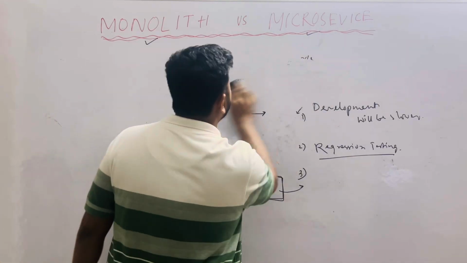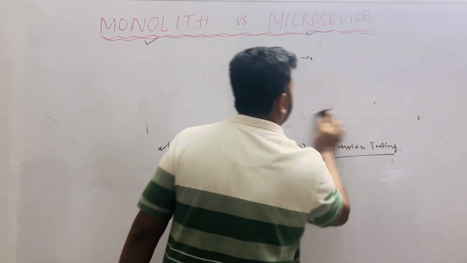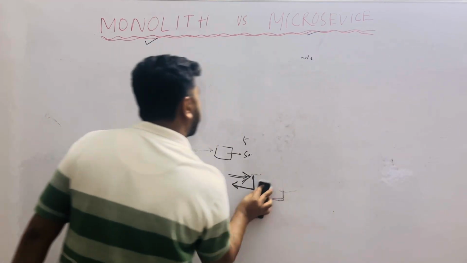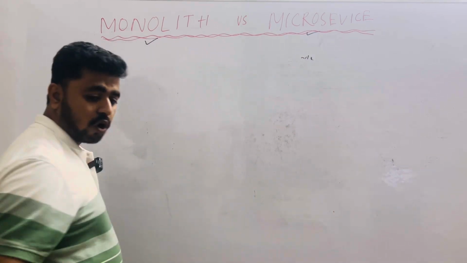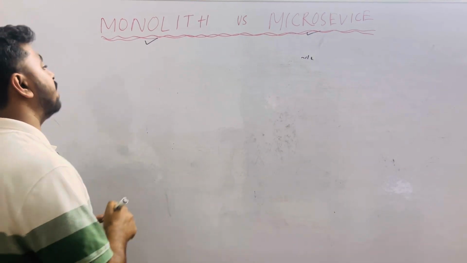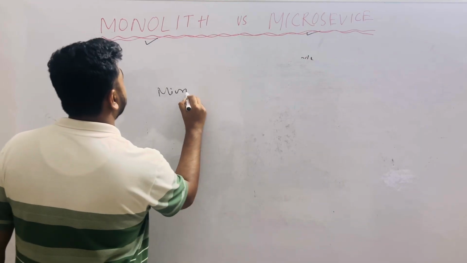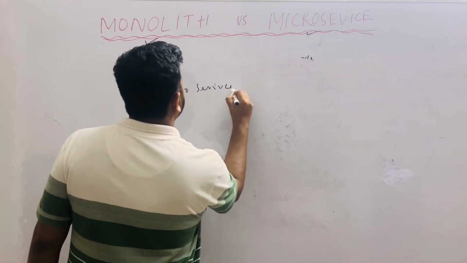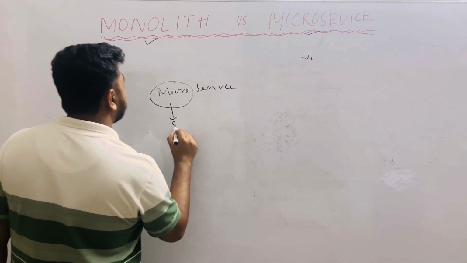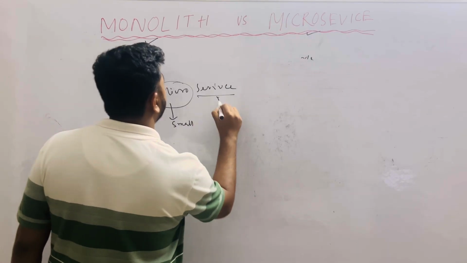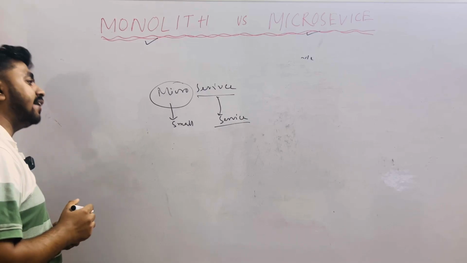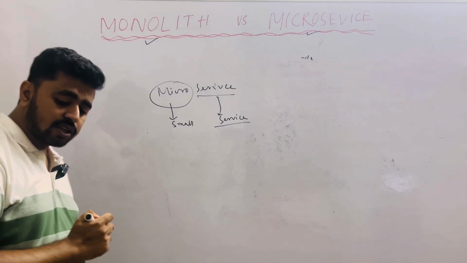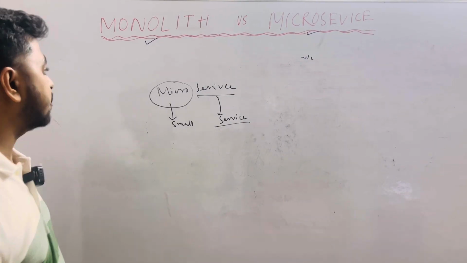But when it comes to microservices, as I told in the last lecture also, what is microservice? Micro means small, right? So small services. What we will do is separate the capabilities of the application into smaller services.